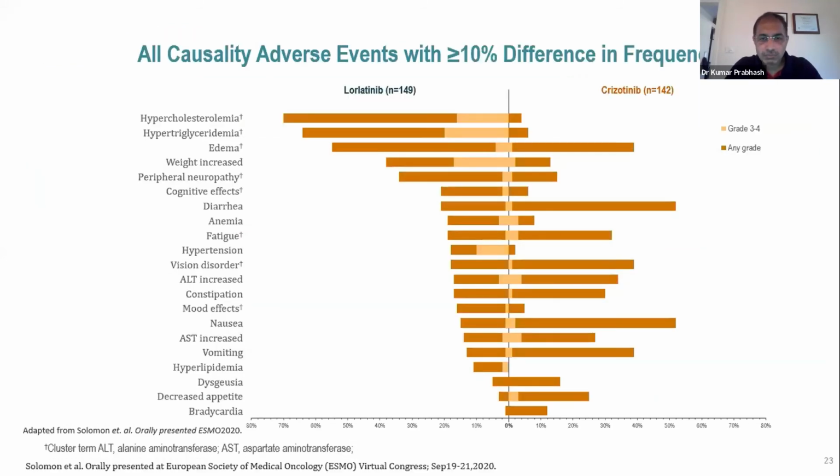This drug has some striking side effects which are different from crizotinib, that is the effect on cholesterol, edema, weight increase, peripheral neuropathy, and cognitive dysfunction. As compared to crizotinib, which has more of vomiting, nausea, then liver dysfunction and diarrhea, which is far more in patients receiving crizotinib as compared to lorlatinib. So these two drugs have a different kind of side effects, but it is important that this drug does have some side effects which we need to learn to manage early.